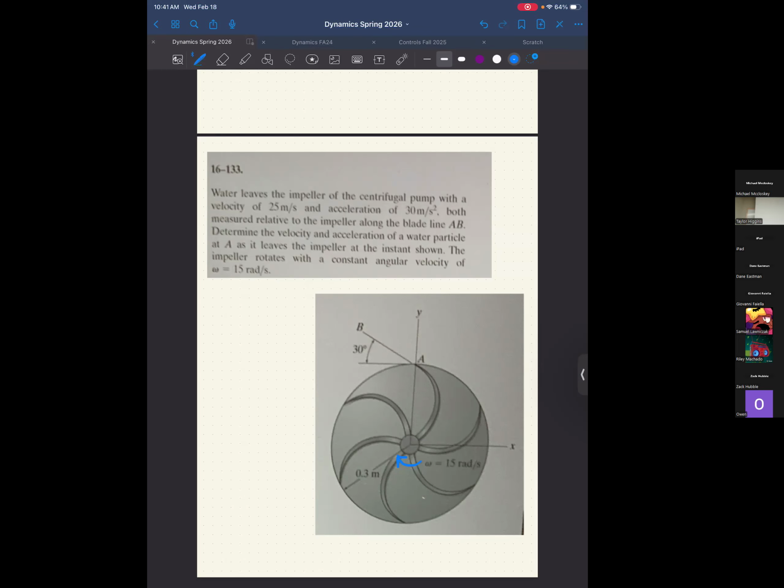So the point A would be like the... The water particle at point A, that's correct. But we already are given that it leaves at a velocity of 5 in that direction. Yes, so we're just finding... but that's relative to the impeller.